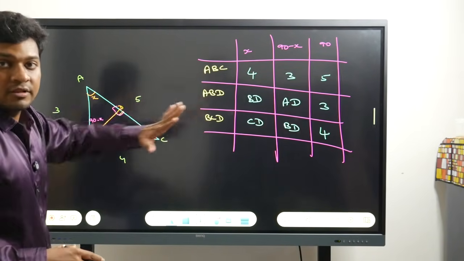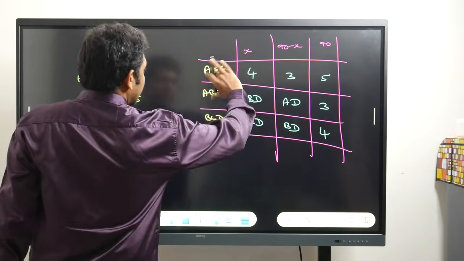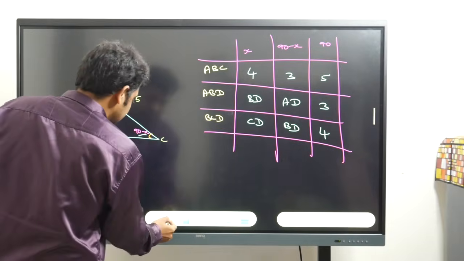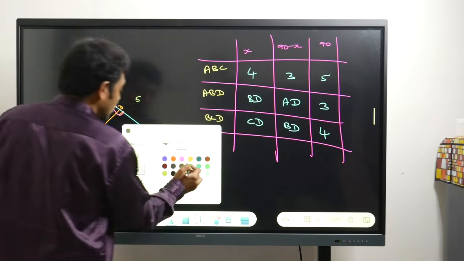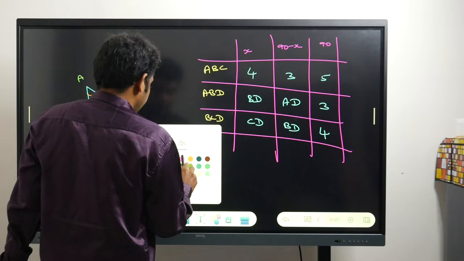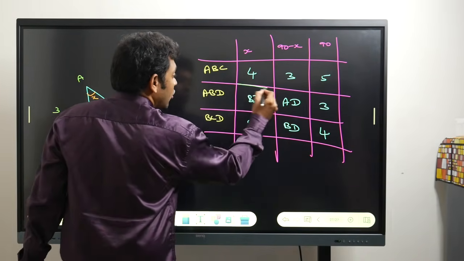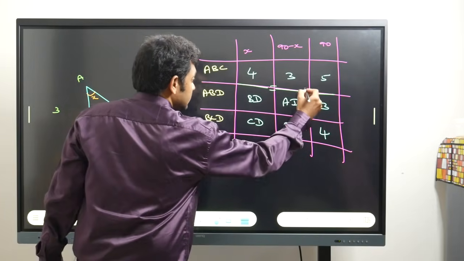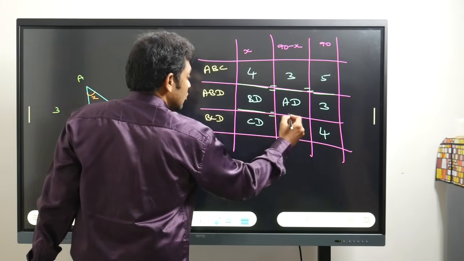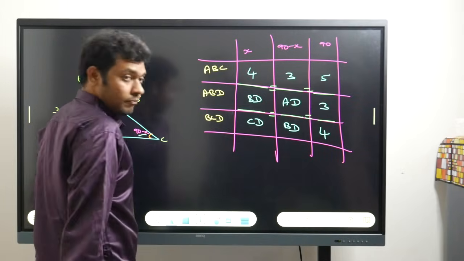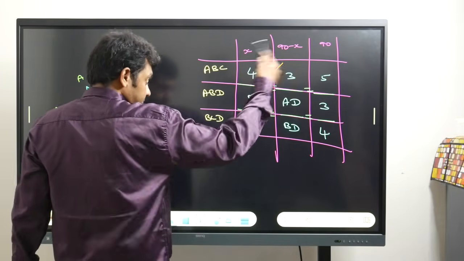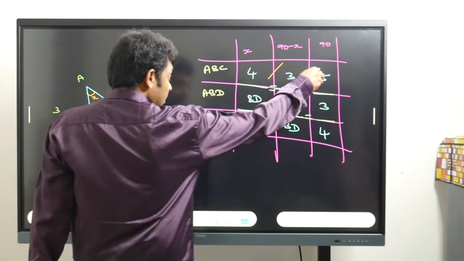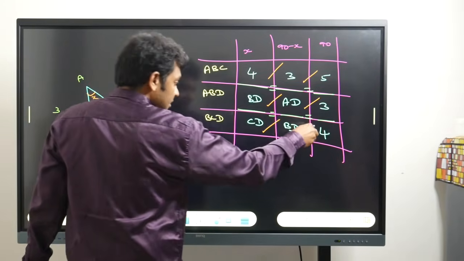So we have this table. We know if two triangles are similar, their corresponding sides will be proportional. So we can find all these unknown variables by equating those. Can I say 4 by BD is equal to 3 by AD, which is equal to 5 by 3? Similarly, BD by CD is equal to AD by BD, which is equal to 3 by 4. Or 4 by 3 is equal to BD by AD, which is equal to CD by BD. Or 3 by 5 is equal to AD by 3, which is equal to BD by 4.